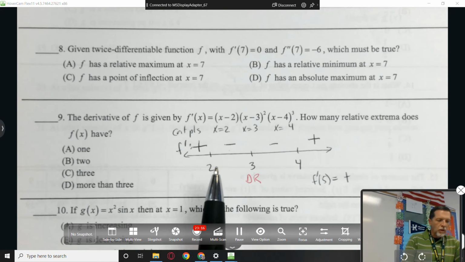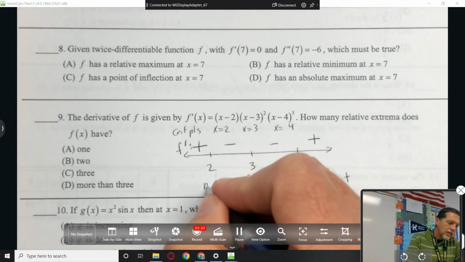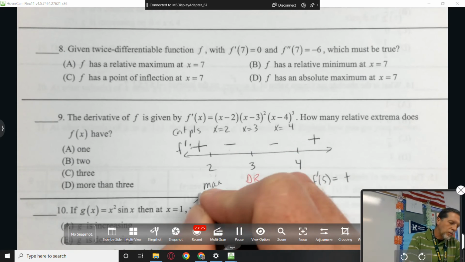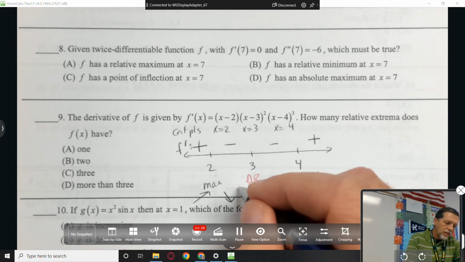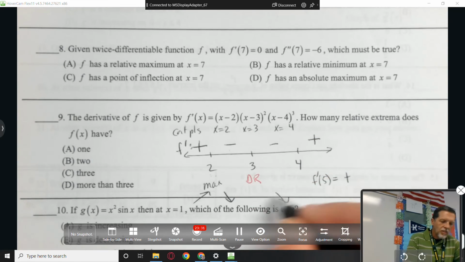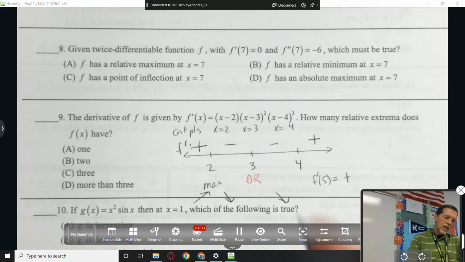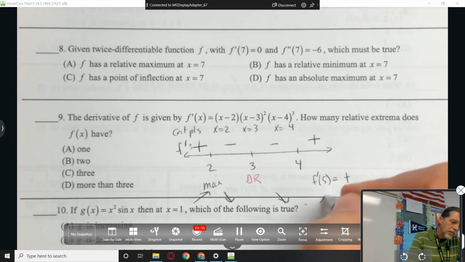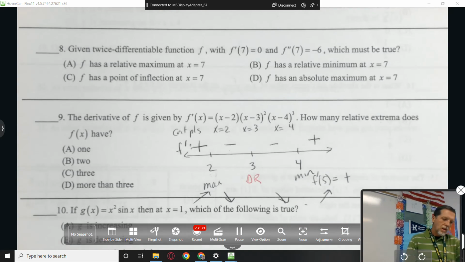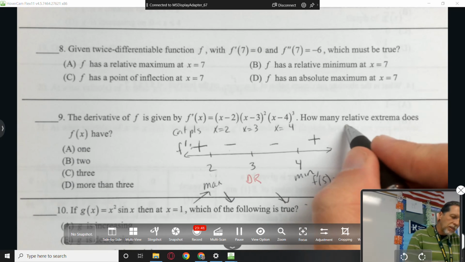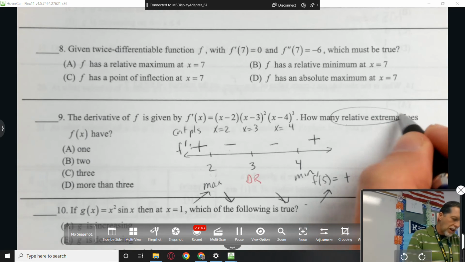Be more specific. What's going on at x equals 2? It doesn't ask, but what's happening? That's a max, because we changed from increasing to decreasing. At 3, we went decreasing to decreasing, so there's not a min or max there. At 4, we went from decreasing to increasing, so that would be a min. But it just asked how many relative extrema does it have? Well, it has 2 of them.